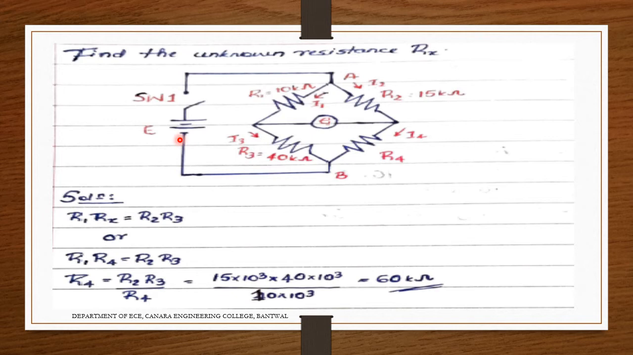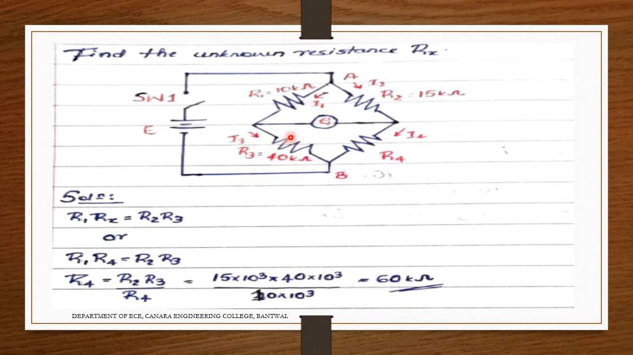Here the E value is not given; the switch is open or closed depending on the situation. R1 is equal to 10 kilo ohms, R2 is equal to 15 kilo ohms, R3 is equal to 40 kilo ohms, and R4 we don't know, we need to find it. A is connected to the positive source when the switch is closed, and B is connected to the negative when the switch is closed. And this is the galvanometer we need to measure.